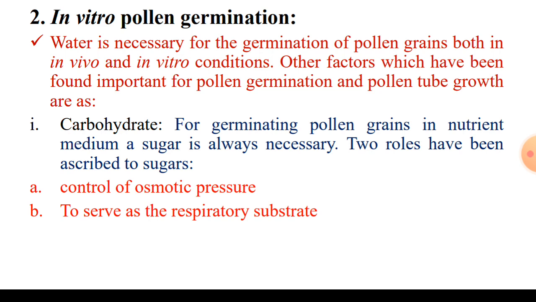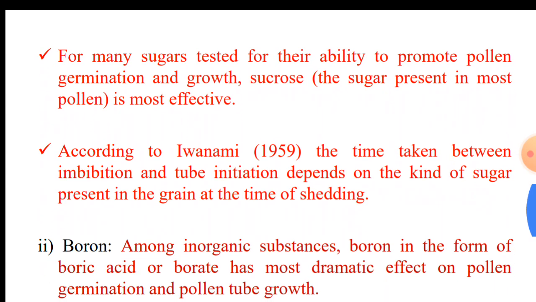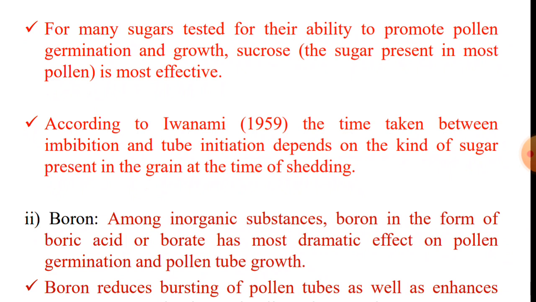Other factors which have been found important for pollen germination and pollen tube growth are: number one, carbohydrate. For germinating pollen grains in nutrient medium, sugar is always necessary. Two roles have been ascribed to sugars: control of osmotic pressure and serving as the respiratory substrate. Of the many sugars tested for their ability to promote pollen germination and growth, sucrose, the sugar present in most pollen, is most effective.